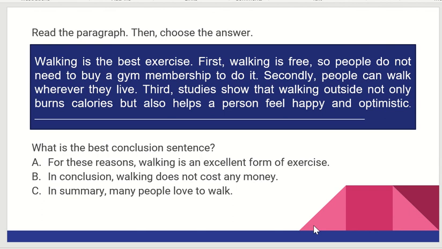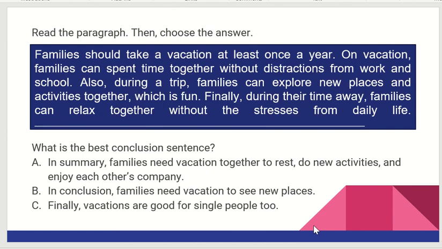Which one is the best concluding sentence? Walking is the best exercise. First, walking is free, so people do not need to buy a gym membership to do it. Secondly, people can walk whenever they like. Third, studies show that walking outside not only burns calories but also helps a person feel happy and optimistic. So, in conclusion, come up with a concluding sentence. The answer is A. For these reasons, walking is an excellent form of exercise.